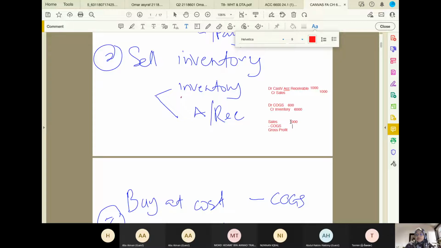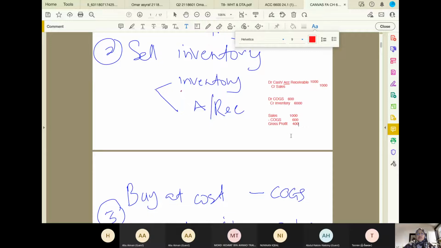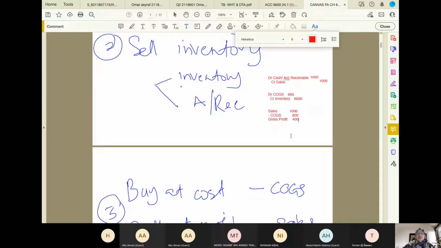Anyone? It's 600, all right? So if the one inventory that you purchase at cost 600, but you make a sales of 1,000, then you know that there's a gross profit of 400, right? This is more important because you want to look at the performance of the company, whether from the buying and the selling activities, are the company making a profit or loss.